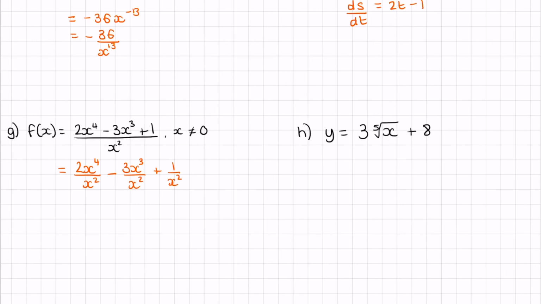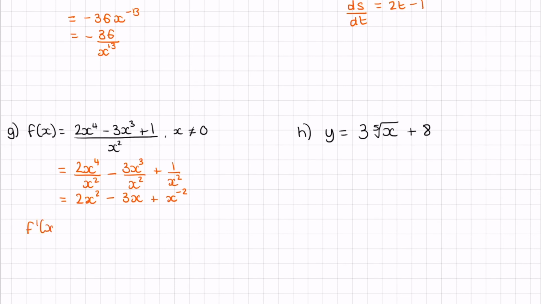And then we can simplify things. So this first one will become x to the power of 4 divided by x to the power of 2 gives us x squared. 3x cubed divided by x squared will give us 3x. And 1 over x squared will give us x to the power of minus 2. And then because they are all adding and subtracting, we just do each one separately.